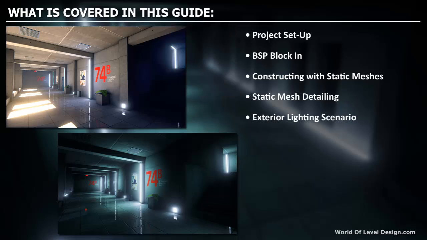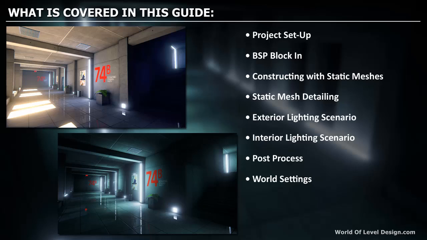We'll focus on two different lighting scenarios. One is an exterior and the other one is an interior lighting scenario. So we'll take two different approaches to lighting the same environment. We'll go through post-process on how to make this environment look better. We'll cover world settings and how to build your environment on production for best visual quality. And we'll finish everything off with a camera fly-through and taking screenshots.